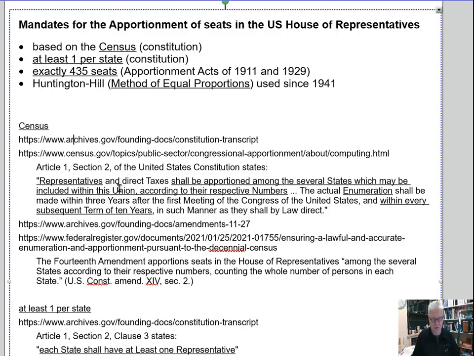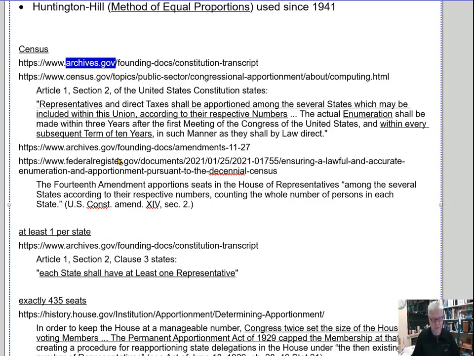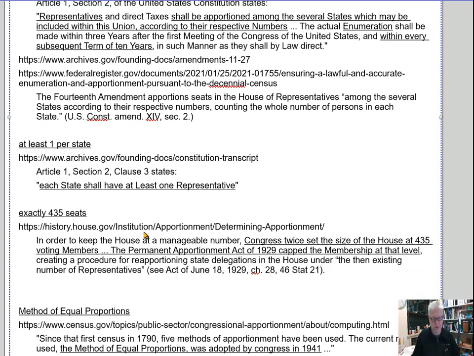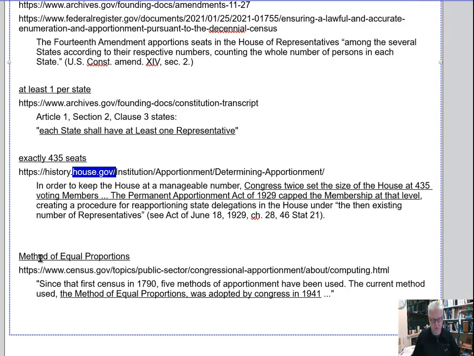And these are the websites where this can be looked up. Notice that I use government websites, so archives.gov for the census here. Then at least 1 per state, again, the Constitution. Exactly 435 seats, house.gov. And method of equal proportions, I found it at census.gov. And of course, you can check those out at many other online sources.